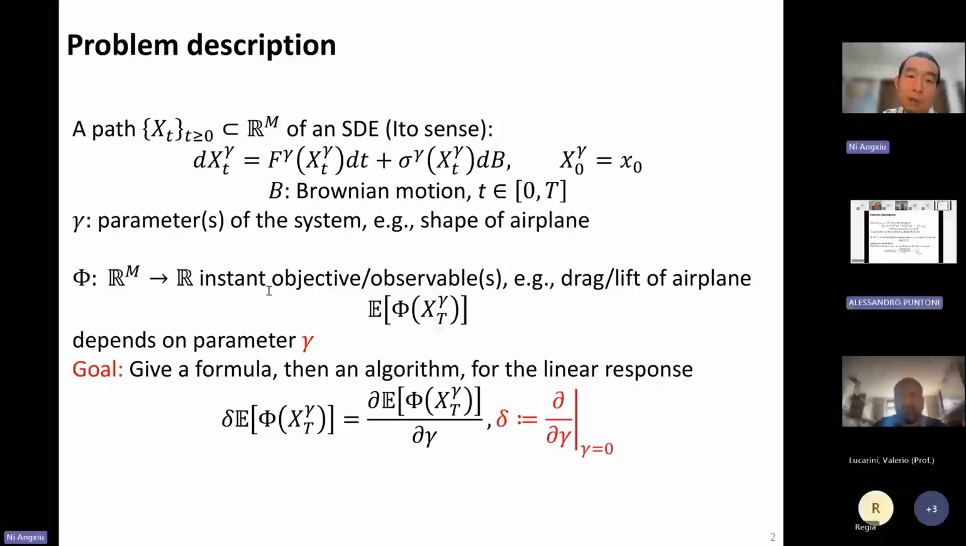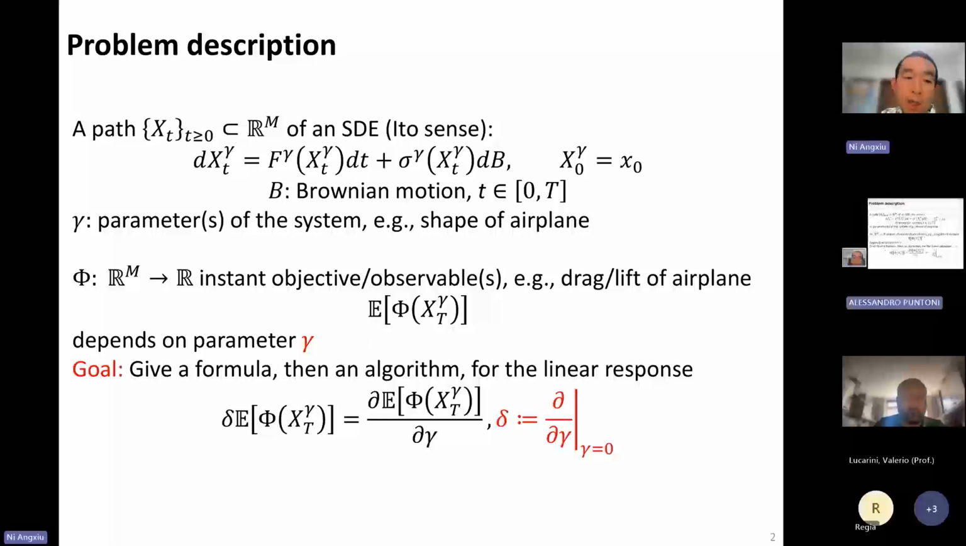R^m to R, and this is the instantaneous objective function. For example, if you're still using the airplane analogy, you can think of this as the drag or lift of an airplane, and we consider the expectation or the average of the observable evaluated at a certain time, big T. You would certainly imagine that the distribution of your process would depend on the parameter gamma, and hence this averaged observable would also depend smoothly on the parameter gamma.